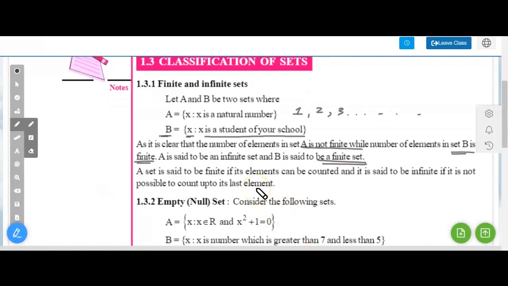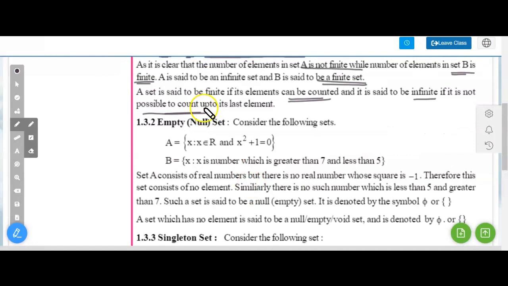There you can have the elements counted, that is known as finite. Where you cannot count the elements, that is known as an infinite set. Hope this is clear to you. Let's go to the next one. The next one is the empty set. Empty set means you will not have even a single element in your set.